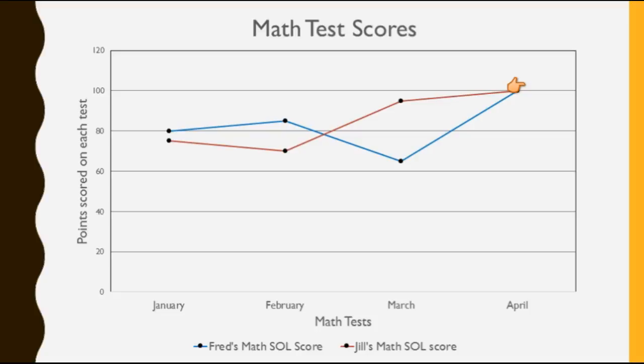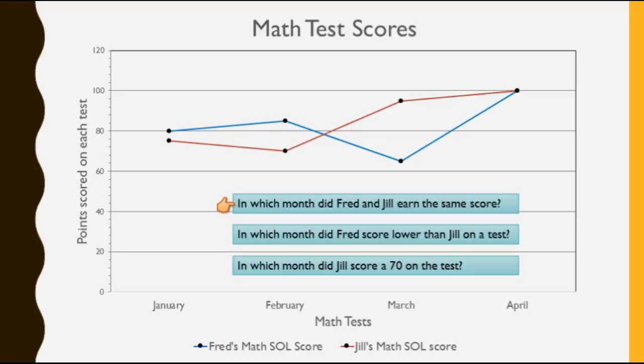Okay, so let's go ahead and take a look at some of our questions. In which month did Fred and Jill earn the same score? Well, these two are different scores. This looks like 80 and this looks like about 75. These are very different. But here we go, these are the same. So in April, they both scored right here, which was 100. They both got 100 points for that test.